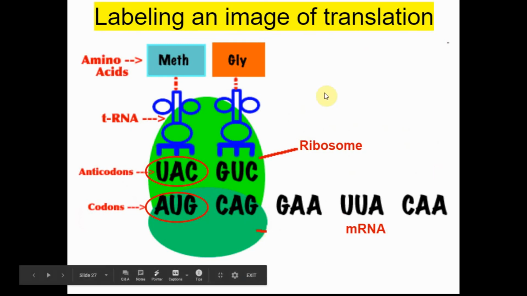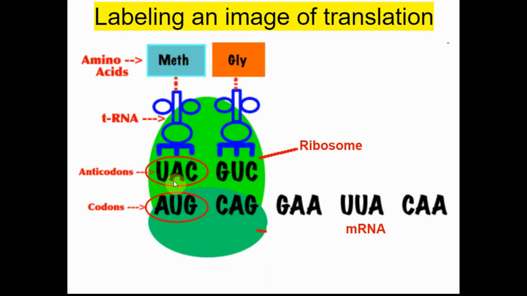So this is a picture that you're labeling in your notes. We've got the ribosome, which is in green in the background. We've got our mRNA molecule here, which is read in sequences of 3 bases called codons. These blue tRNAs match their anticodons with the codons on mRNA and add their amino acids to the chain.